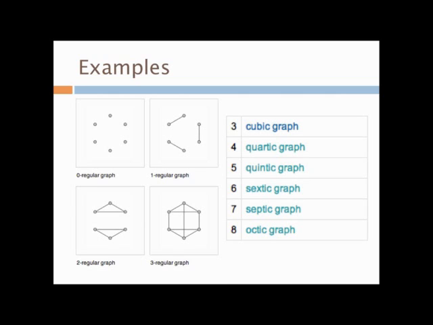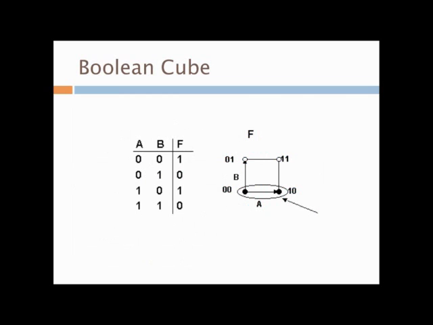For every n vertices of regular graphs, they are given specific names. Here are some of the names: cubic graph, quartic, quintic, sextic, and so on. Next, we have a Boolean cube. You can see from the truth table on the left that it corresponds to the Boolean cube on the right.